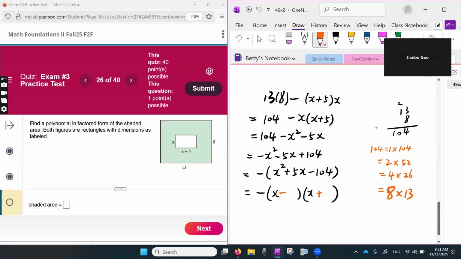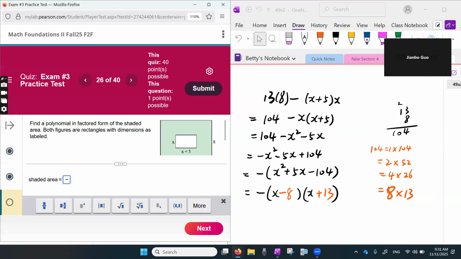We got it, right? The positive number has the bigger absolute value. Positive 13 and negative 8. Positive 13, negative 8, they multiply to negative 104, add up to 5. And that's the result. So we're going to have negative, parentheses times parentheses, x minus 8, x plus 13. Yeah, double check the entry.